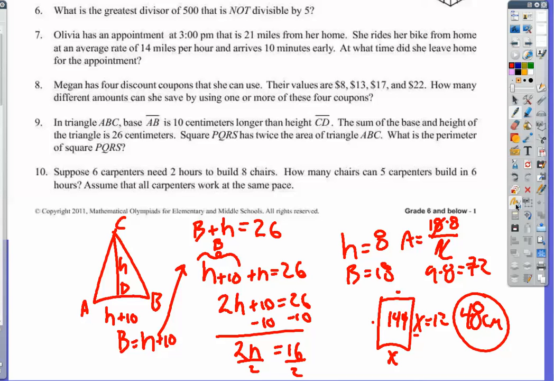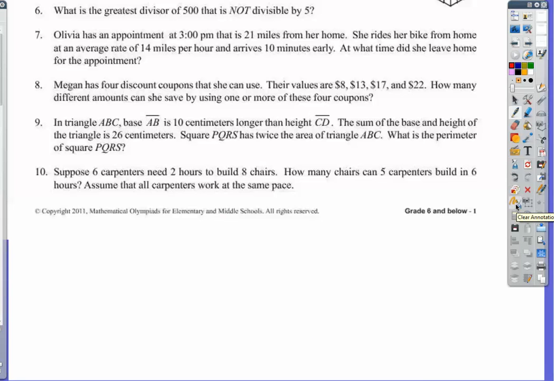Last problem. All right, we have 6 carpenters who need 2 hours to build 8 chairs. So this is carpenters, hours, chairs. Well, really, I want to have this in terms of 1 hour. So if we're doing 8 chairs in 2 hours, that means in 1 hour, we're doing 4 chairs. So 6 carpenters in 1 hour can do 4 chairs.